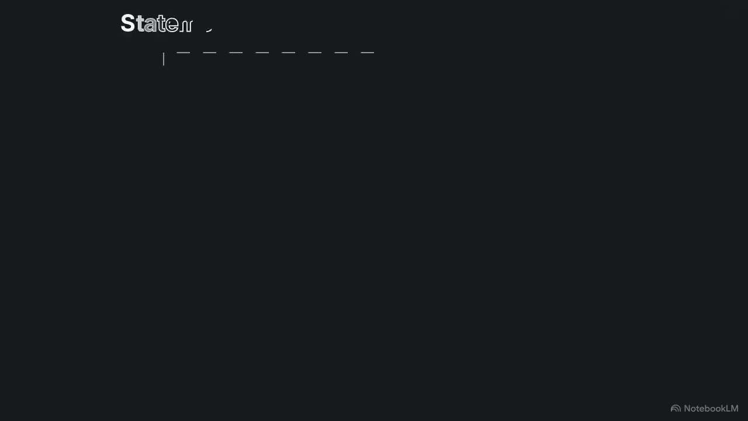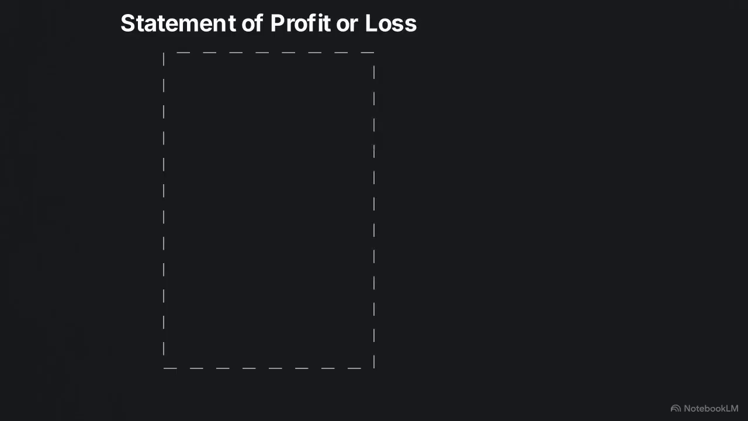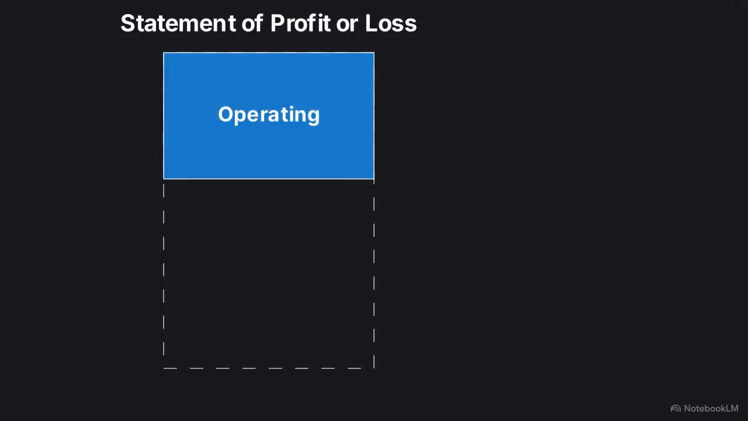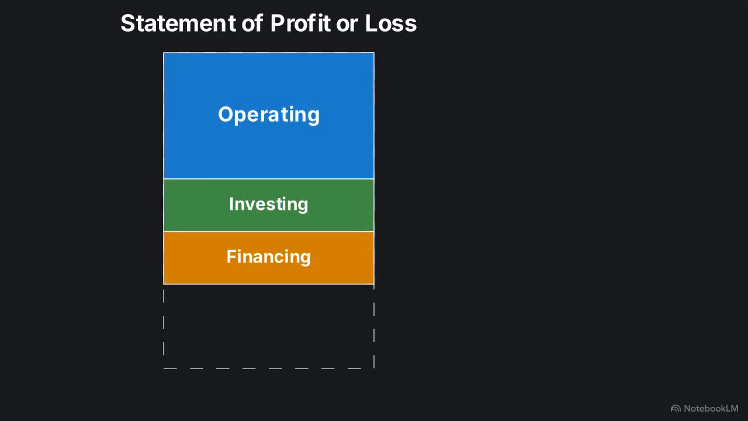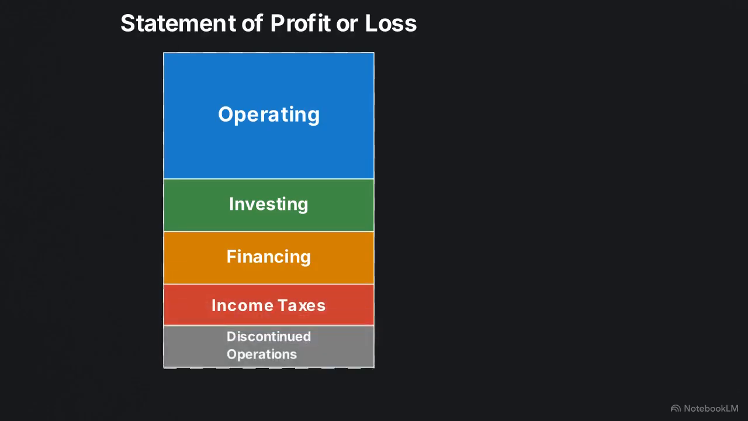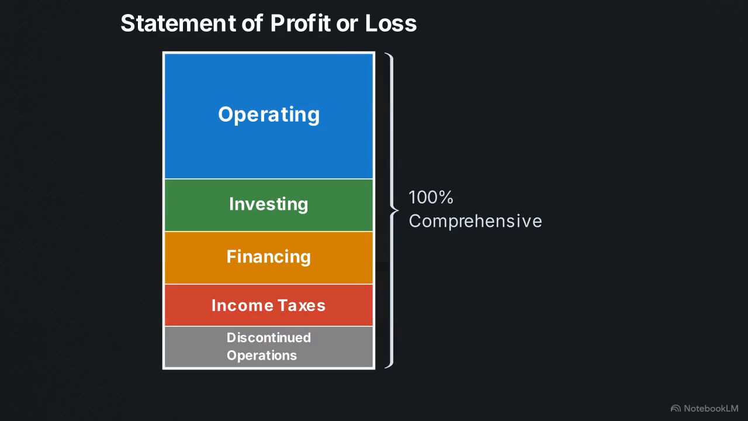Every item of income and expense must now be sorted into one of 5 predefined compartments: operating, investing, financing, income taxes, and discontinued operations. These 5 categories form the unalterable foundation of the new reporting framework. There is no optional zone outside these lines.